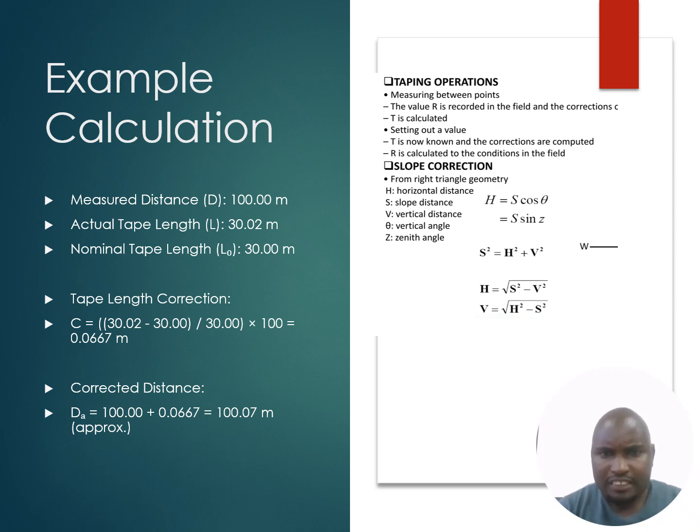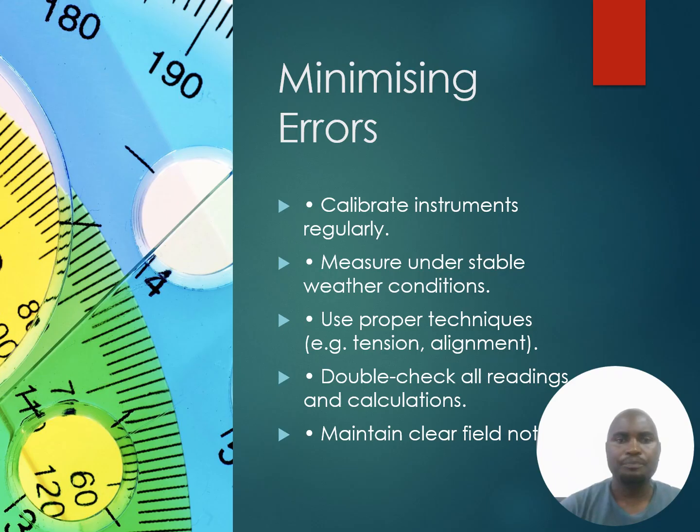Then we have slope corrections from right triangle geometry. H is the horizontal distance, S is the slope distance, V is the vertical distance, theta is the vertical angle, and Z is the zenith angle. For H we use S times cosine, and for V we use sine, as the example that we are going to use.